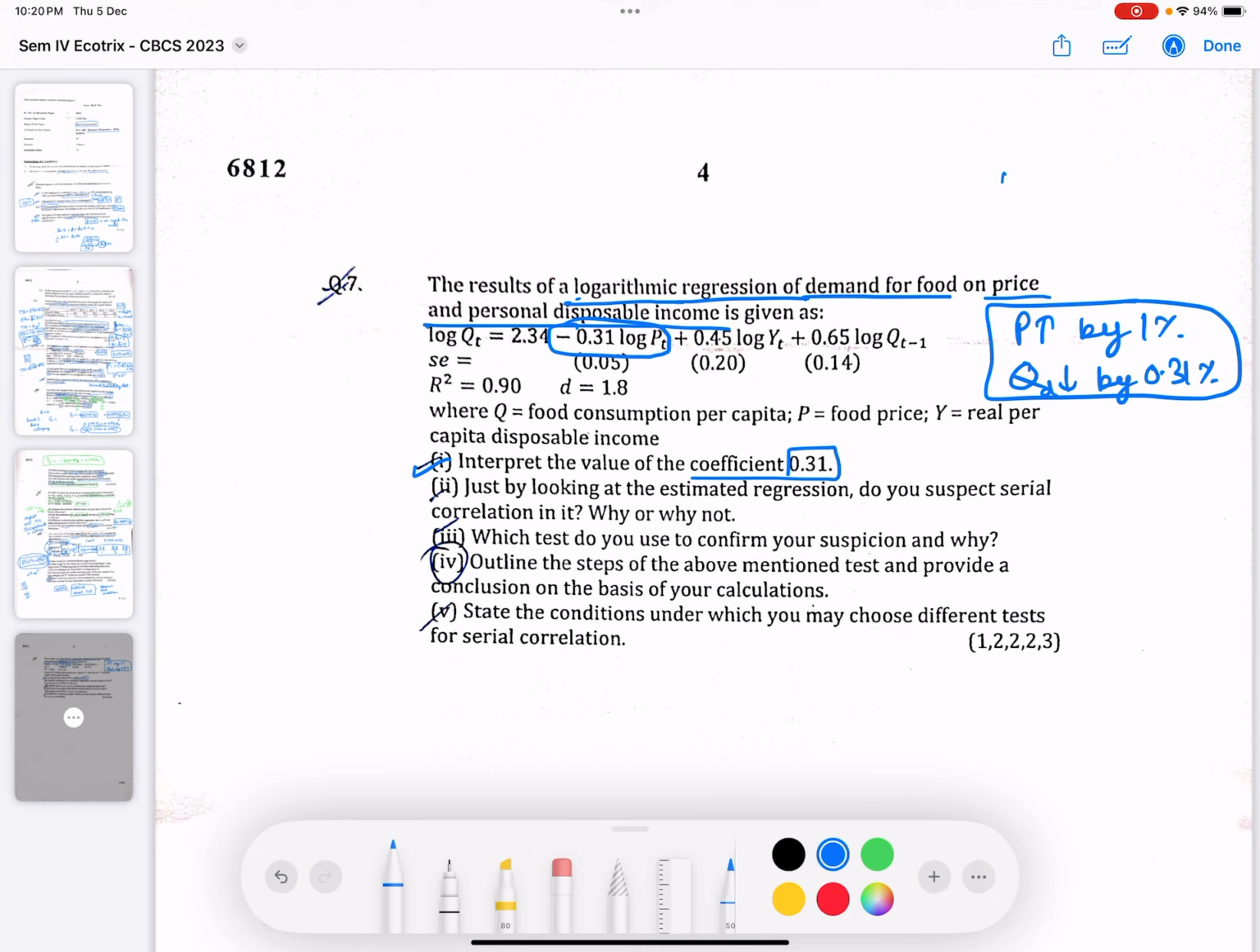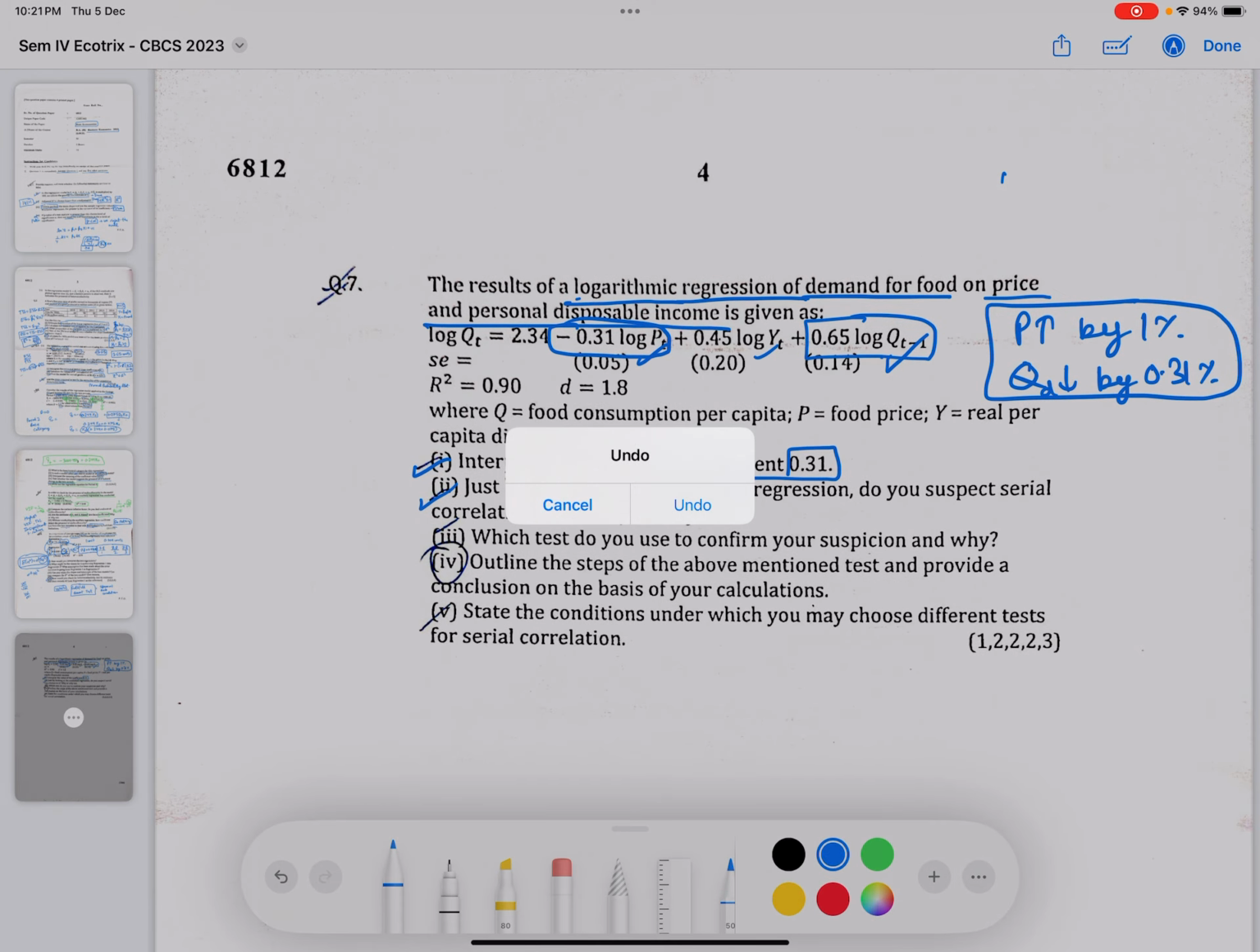Similarly, we are supposed to do the second part. Just by looking at the estimated regression, do you suspect serial correlation in it? Now this is price, this is income. So the quantity is itself dependent on the previous year's quantity. So this would be time series data, and since this term is being included, serial correlation is bound to be there, because the quantity of food you purchase this year would more or less be similar, with few differences, to what you consume next year on food.